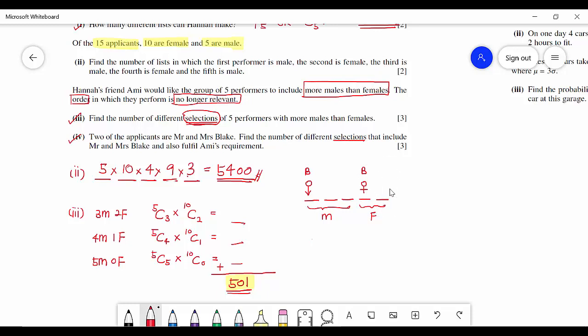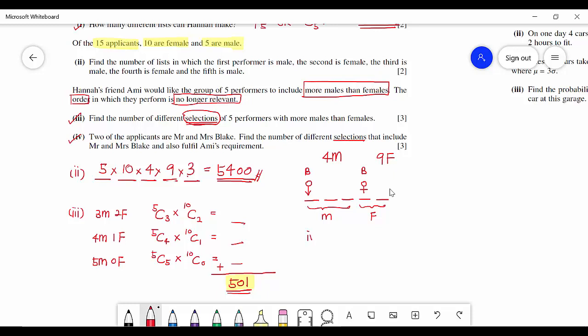And for the number of males and females remaining, exclude Mr. Blake, I have only 4 males now to be chosen. Then exclude Mrs. Blake, then you have only 9 females.